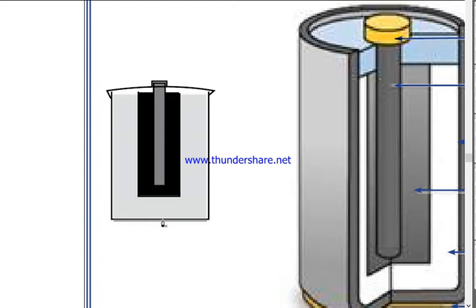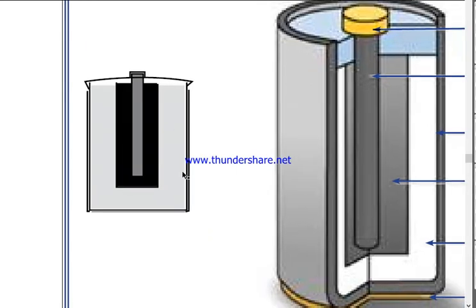The outer part of the zinc container is covered with plastic coating, and then you can put a protective casing. Nowadays the protective casing is mostly made up of iron. In the past paper was used as protective coating, but nowadays iron or steel is used. This completes the construction of the dry cell.